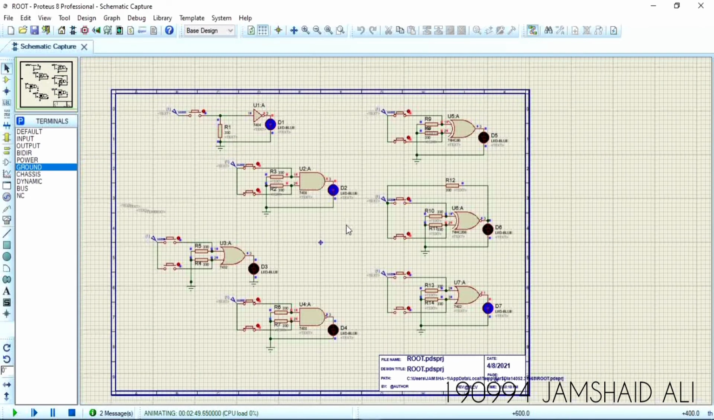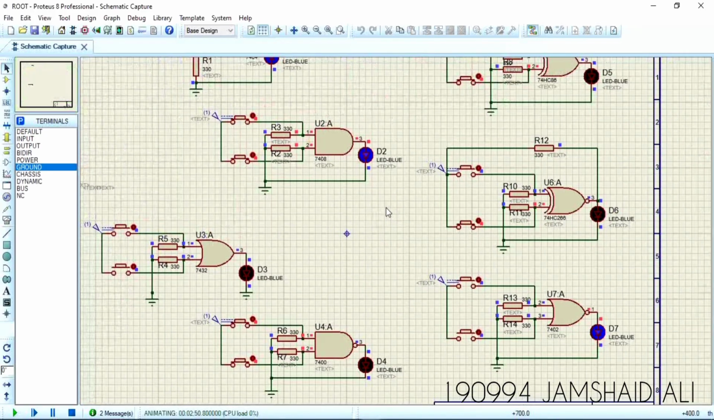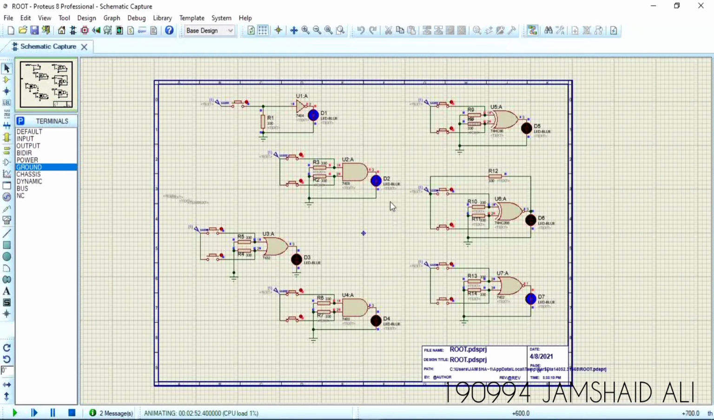So these are the basic logic gates and the universal gates. That's all from my side.